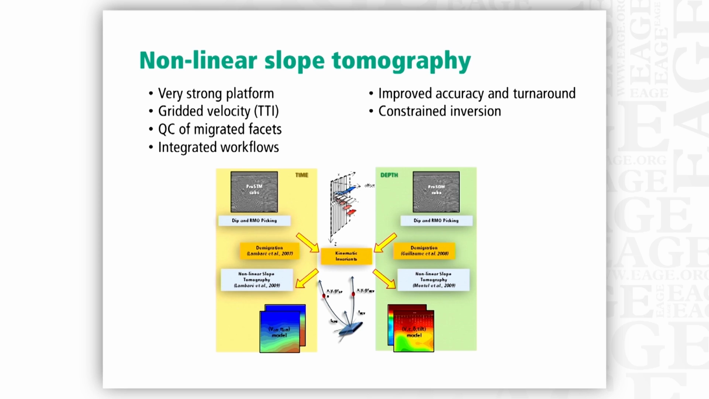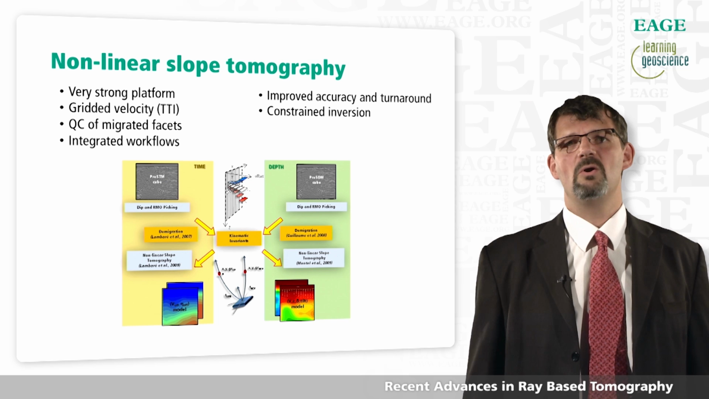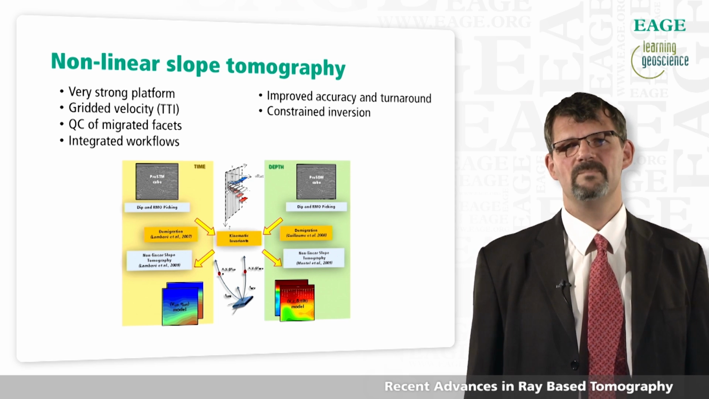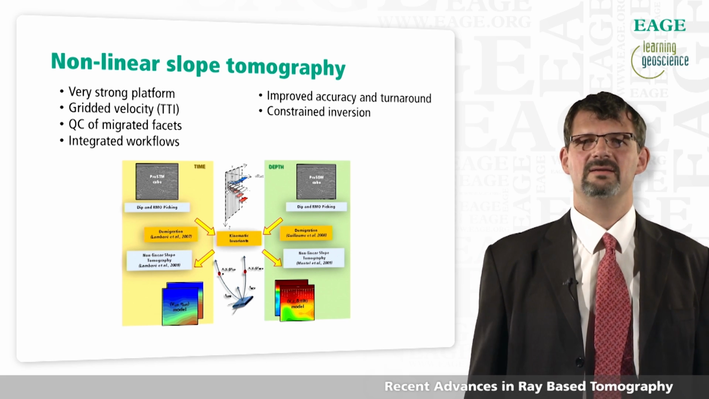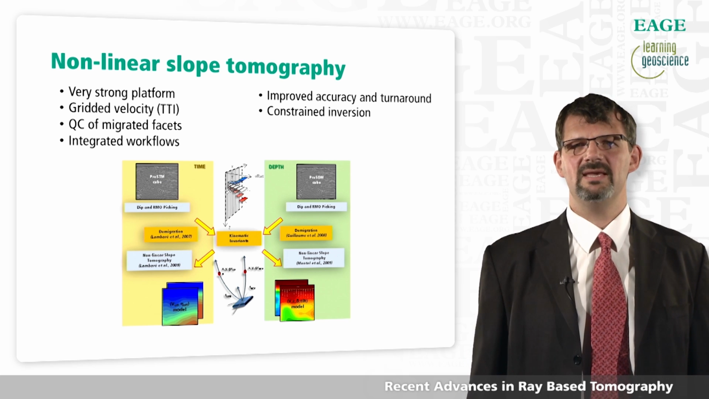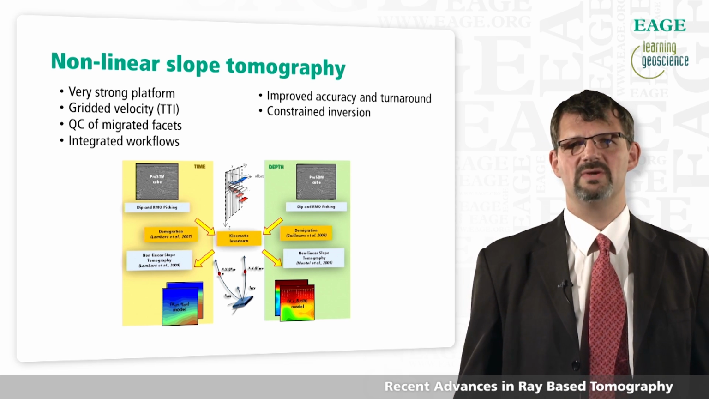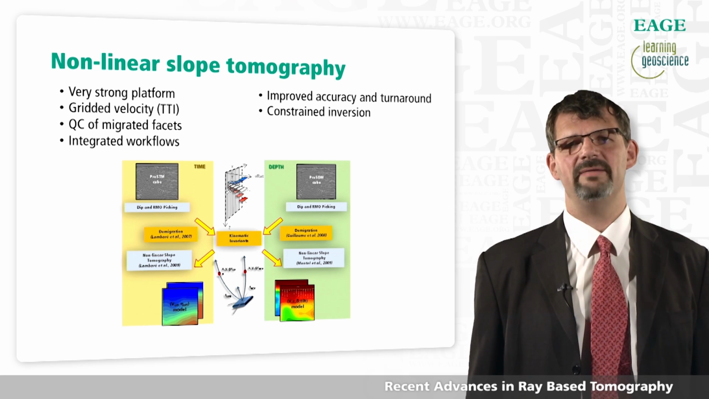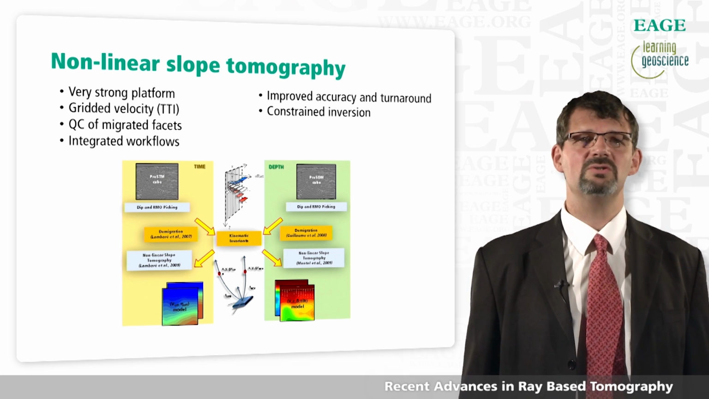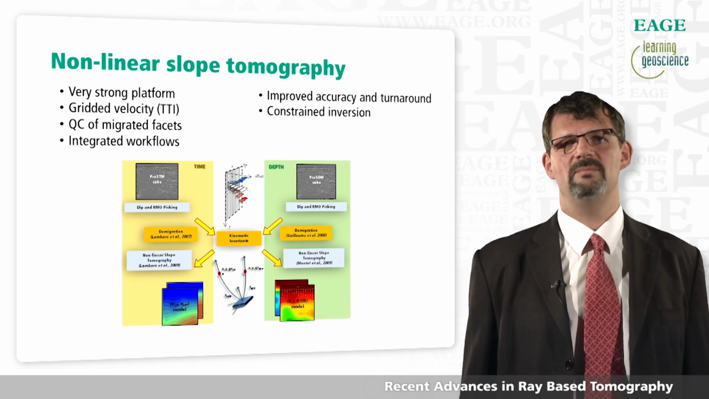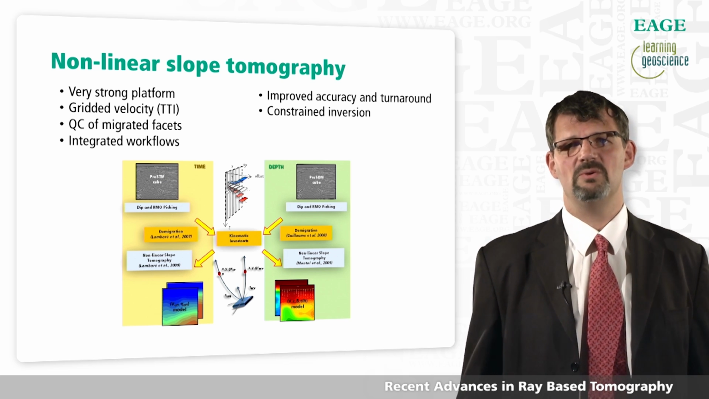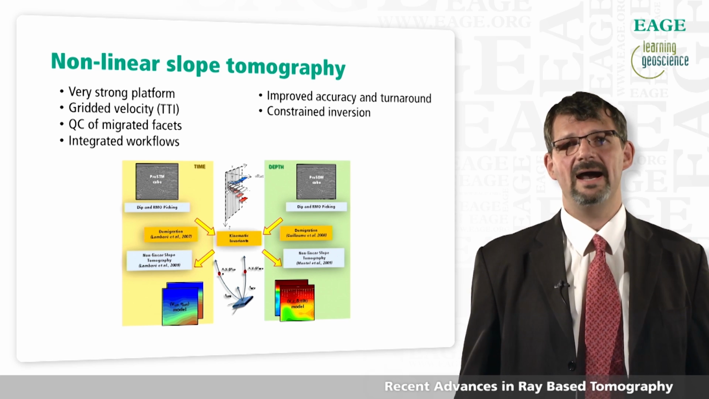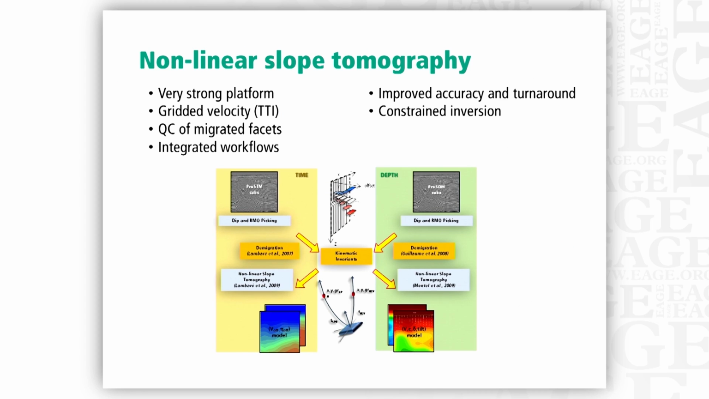A very important point is the flexibility, the potential to combine and integrate workflows. You can do everything in depth, on the right, performing the picking in the depth domain and then going through kinematic invariants to an update of the depth velocity model. But you can do it also in time, going from a pre-stack time-migrated cube, where you perform the picking, to kinematic invariants, allowing you to update in depth or in time.